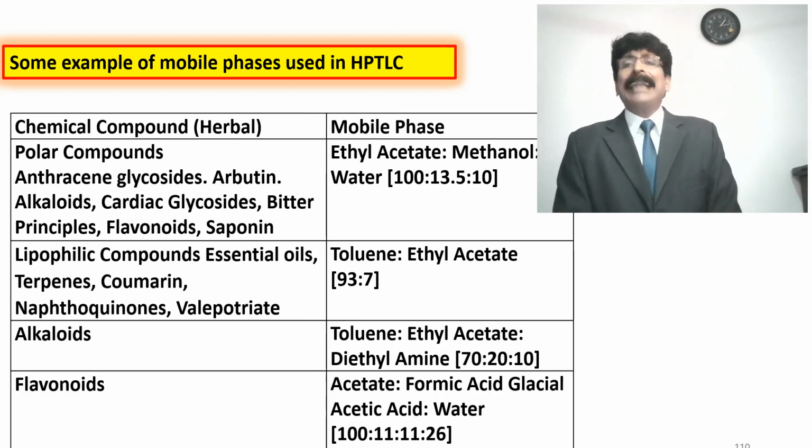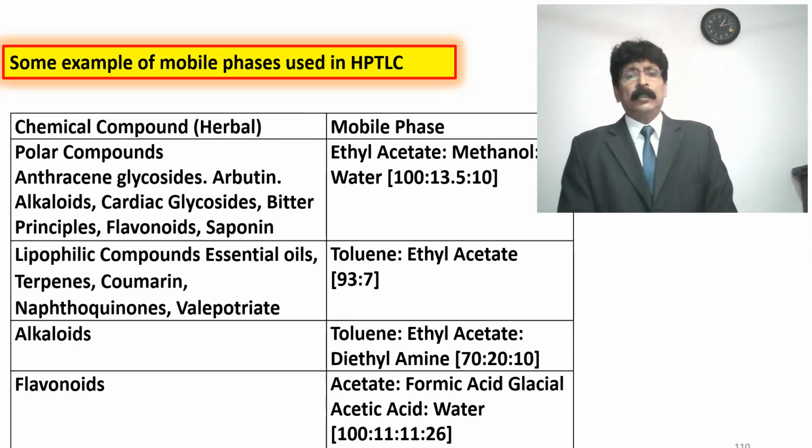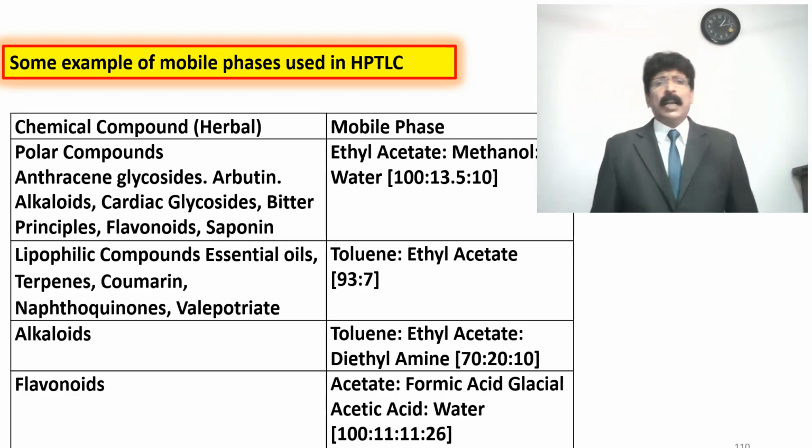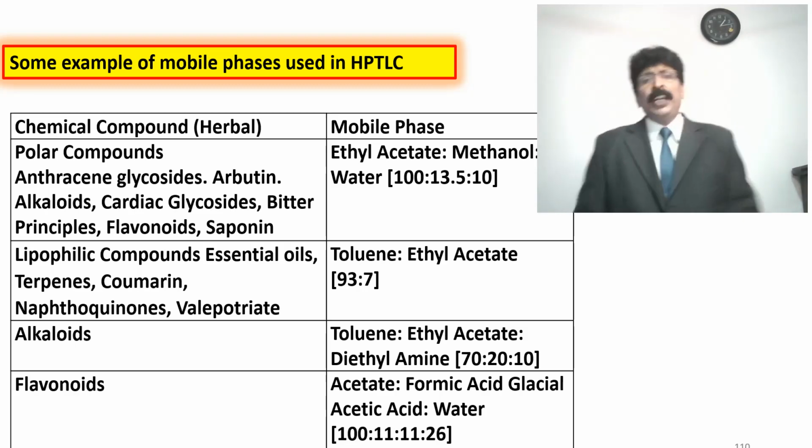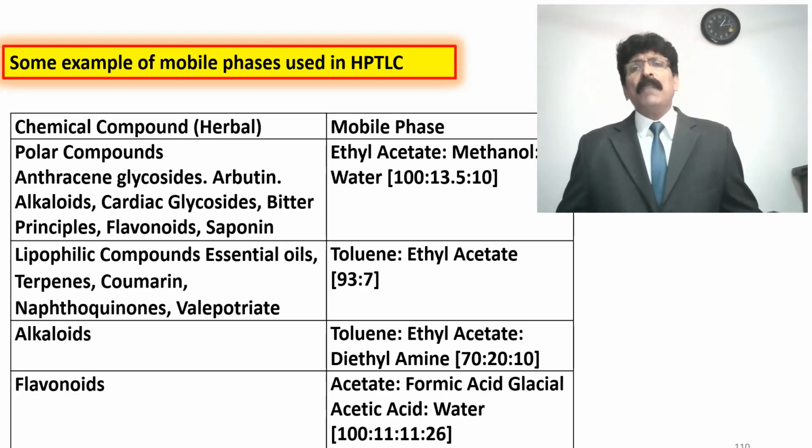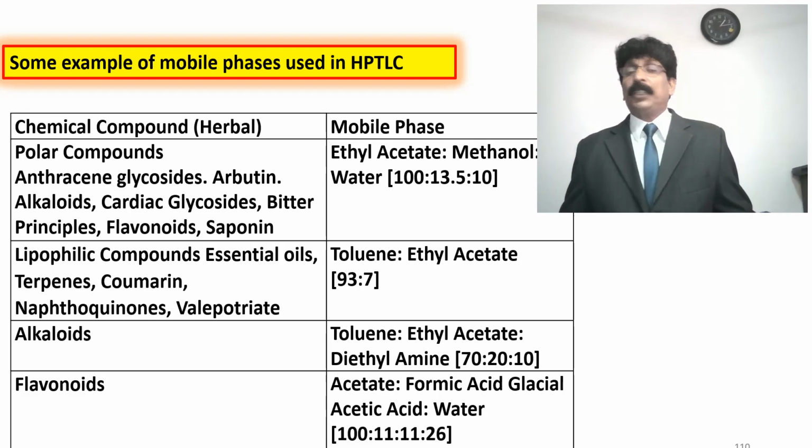like anthracene glycosides, arbutin, alkaloids, cardiac glycosides, bitter principles, flavonoids, saponins. You can use the solvent system ethyl acetate, methanol and water in the ratio of 100 to 13.5 to 10.